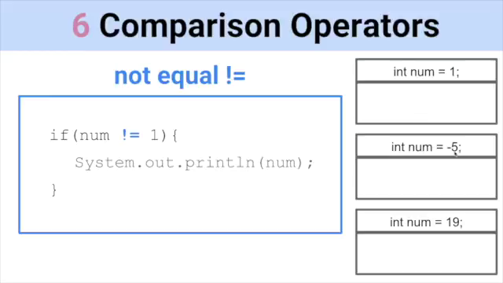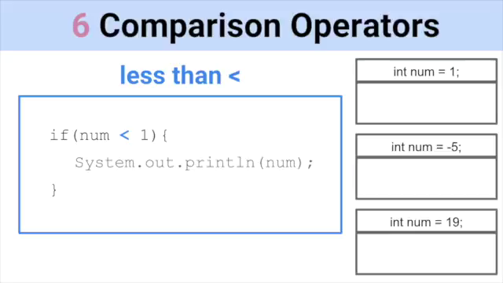What about if num is equal to -5? Is -5 not equal to 1? Yes, -5 is not equal to 1. So -5 will print. The code inside the curly braces will execute. Now let's do this one. If num is 19, 19 is definitely not equal to 1. So again, 19 is going to print in our output.